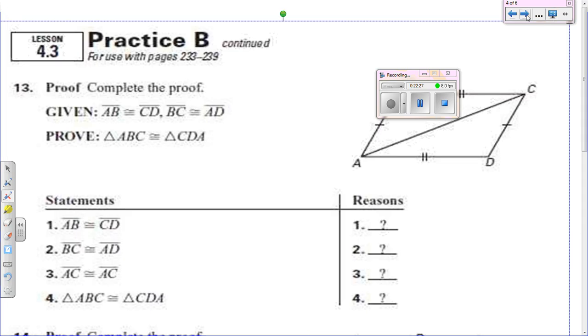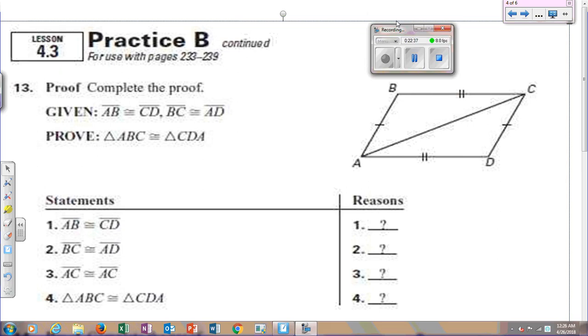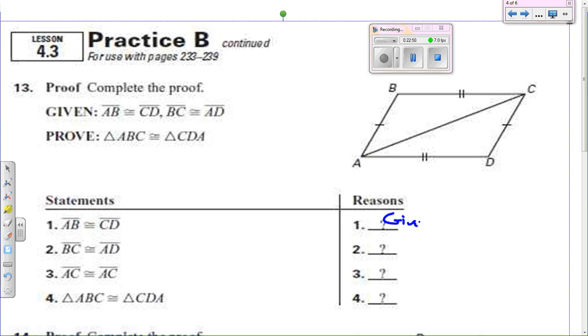Number 13, complete the proof. AB is congruent to CD and BC is congruent to AD. How do you know AB is congruent to CD? Well, it's got this marking on it, right? AB congruent to CD like that. Plus it says given. That's where we start, given. And BC is congruent to AD. Look at that, that's also given. And how do you know that this middle thing is congruent to itself? AC congruent to AC, that's reflexive.